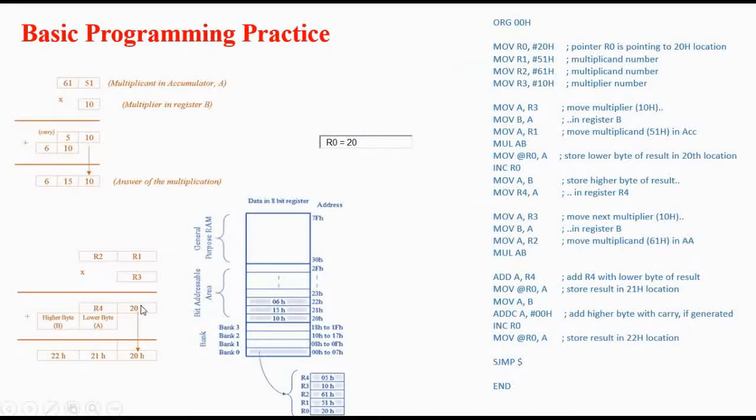So it should get pointed 20, 21, 22. So those locations should get pointed one by one. For that purpose, we will use R0 as a pointer. So pointer R0 is pointing to 20h location. So R0 content is 20.